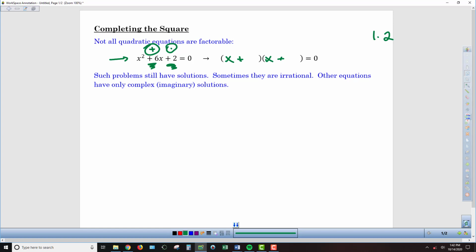My answers in this type of circumstance are going to involve some square roots. They're going to be complicated answers. They might even be imaginary or complex. But we still have to be able to find those answers, so we need some other techniques. And the technique that we're going to go over today is called completing the square.